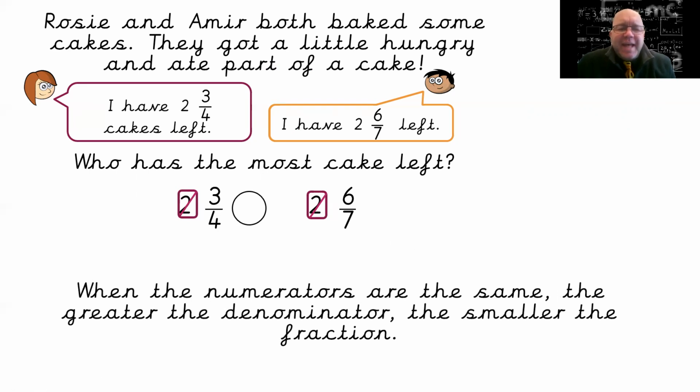Remember, when the numerators are the same, the greater the denominator, the smaller the fraction. So we can very easily turn 3/4 into 6 somethings. Let's have a go. We're going to multiply by 2, which gives us 3 times 2 is 6, 4 times 2 is 8, which gives us 6 8ths. So we've now got 6 8ths and 6 7ths. Which one is bigger? 6 7ths, because that's got the smaller denominator. So 2 3/4 is less than 2 6/7, which means that Amir has got the most cake left. Rosie ate more of her cake than Amir did.